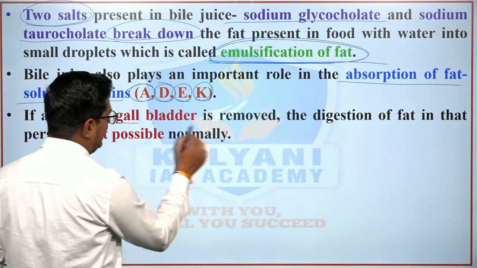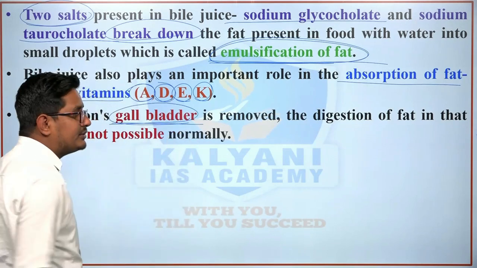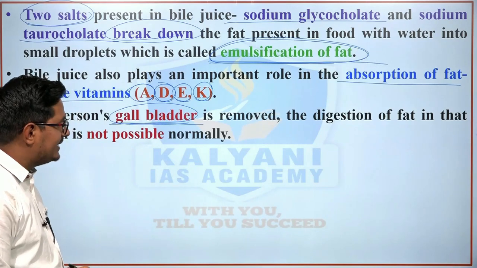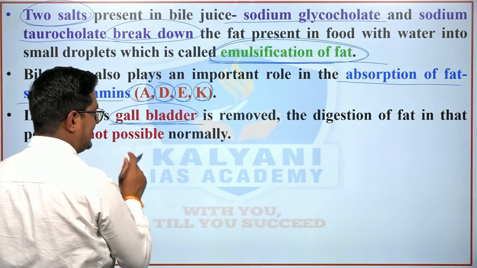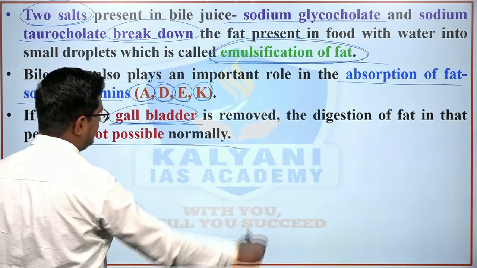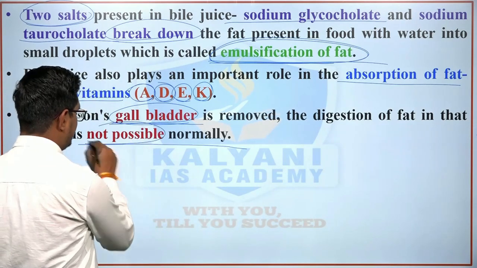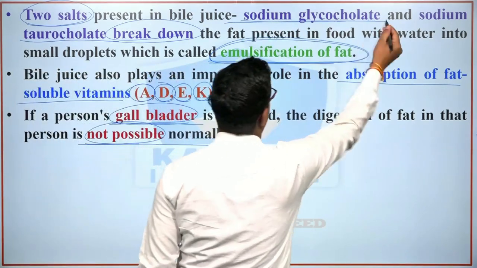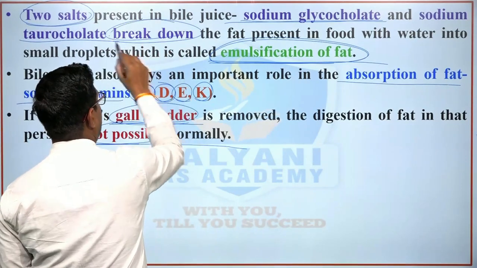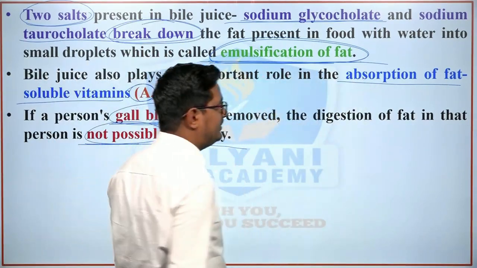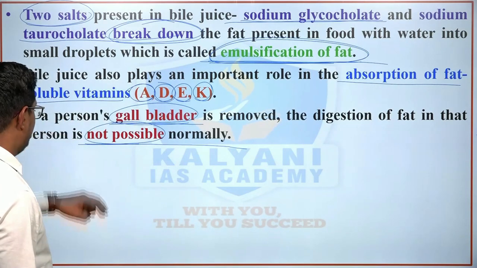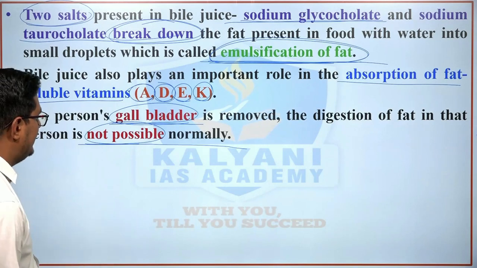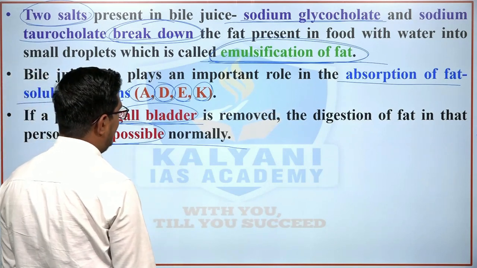If a person's gallbladder is removed, right, which means that if there is no bile juice, then the digestion of fat in that person is not possible, right? To usse jo fat hai uska digestion nahi ho payega. To bile juice ke do important roles hain. Sabse pehle, sodium glycocholate aur sodium taurocholate salts hote hain, wo fat ke emulsification mein important role play karte hain. Also, bile juice plays an important role in the absorption of fat soluble vitamins. For example, vitamin A, D, E, and K.